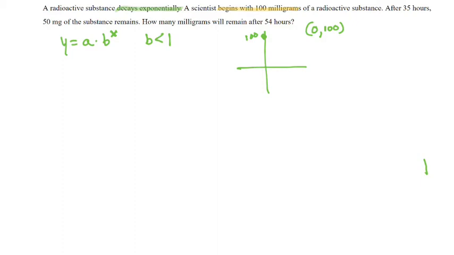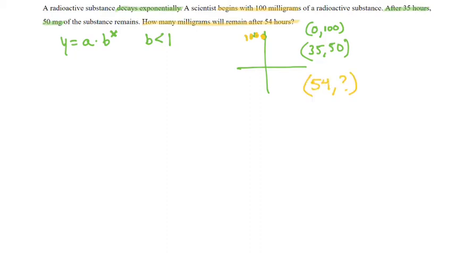All right, let's keep going. Then it says after 35 hours, maybe I should have done this in orange, I was going to flip my colors really quick. It says at 35 hours, we know we have 50 milligrams of the substance. So that communicates to me another point, and that other point is (35, 50), right? Because at 35 hours, I have 50 milligrams, so that makes sense. And then what I'm wondering is how many milligrams will remain after 54 hours? So when I have 54 hours, how many milligrams will there be?